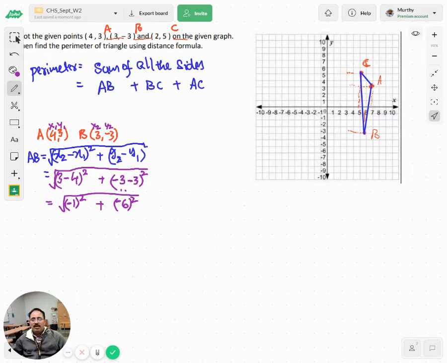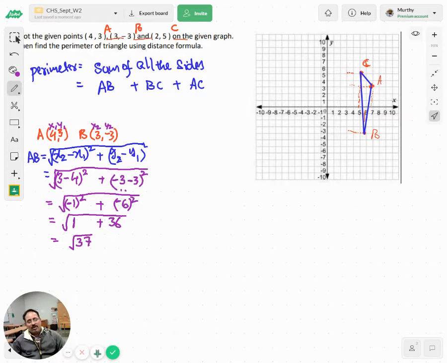So, negative 1 square, you can make use of a calculator. You get 1 here, negative 6 square is 36. Another possible mistake is, I know some students compute like square root 1 plus square root 36. Square root 1 is 1, square root 36 is 6, 1 plus 6 is 7, which is not correct. First of all, you have to add them. 1 plus 36 gives you 37.